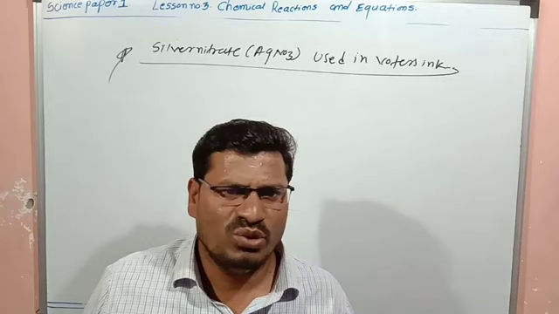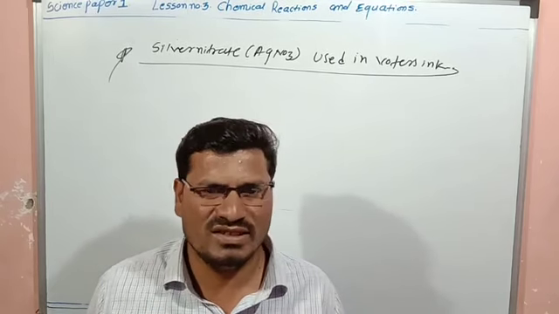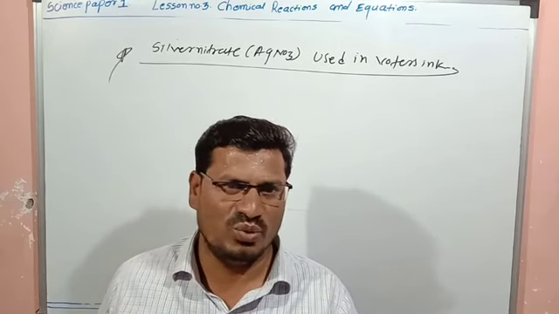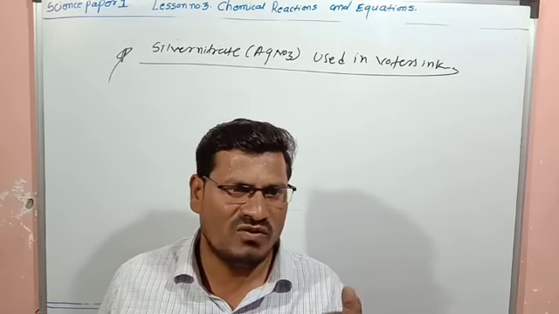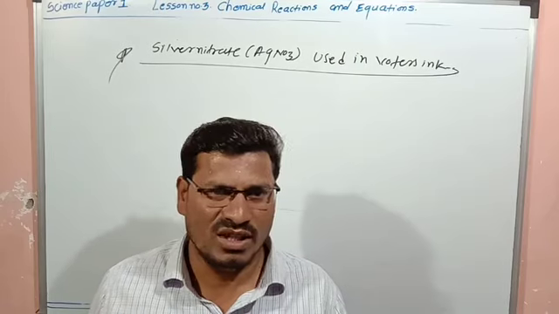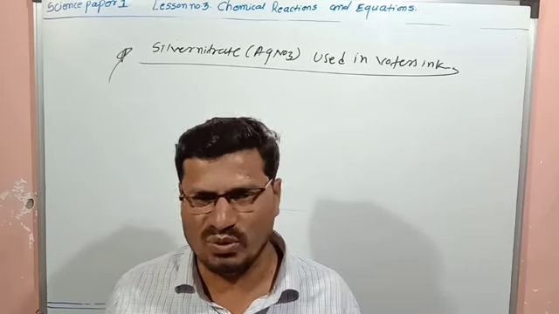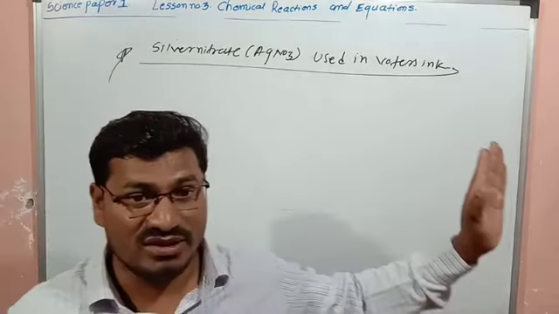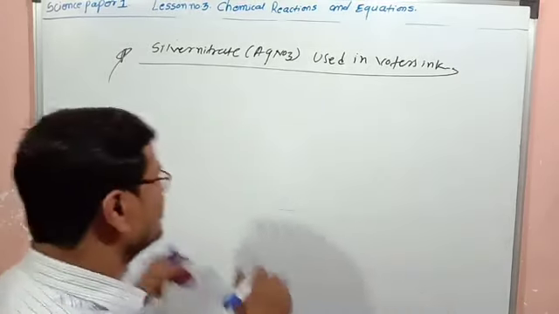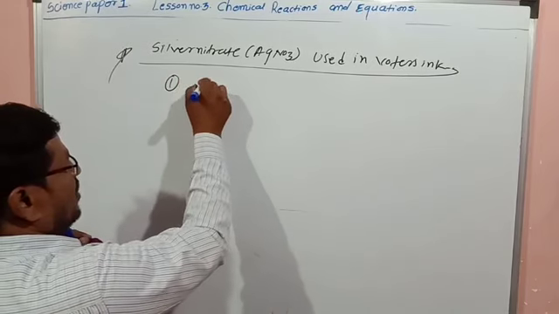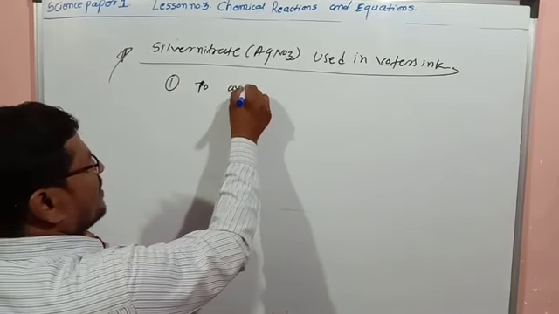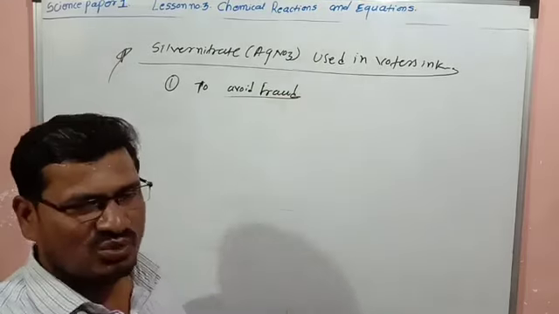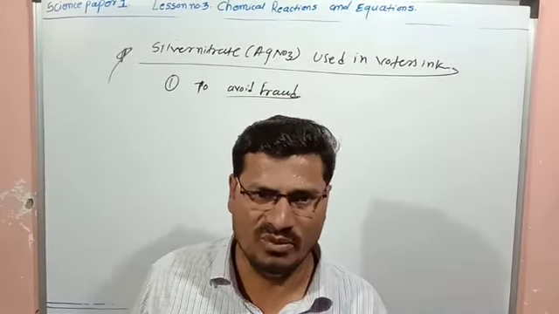We know that Indian citizens above the age of 18 years have a right to vote. To avoid frauds, one person should do voting one time only. To avoid the frauds, silver nitrate is used in the voter ink. First thing, for what purpose? To avoid fraud.